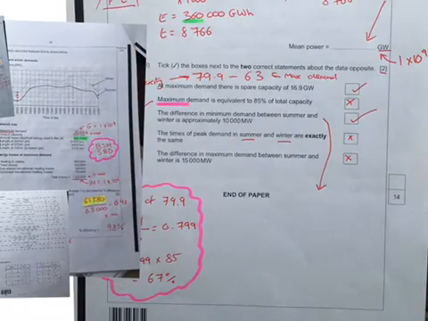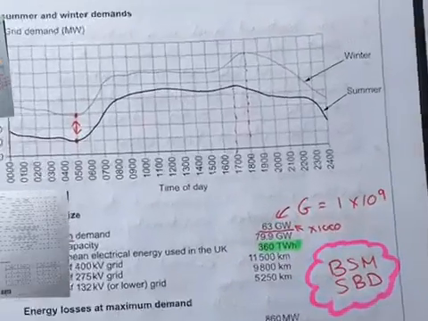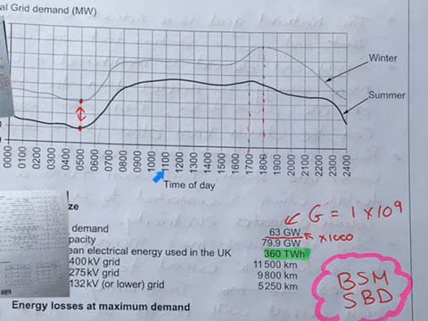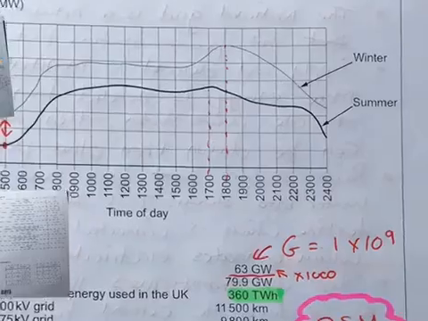The times of peak demand in summer and winter are exactly the same. No, because in the winter it's around about 6 o'clock, and in the summer it's around about 5 o'clock. So that's incorrect.